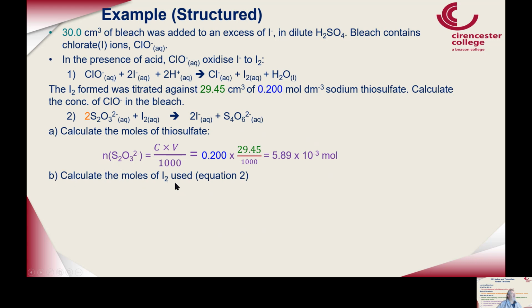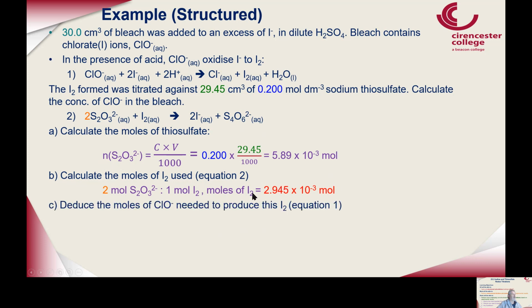Now, calculate the moles of iodine used. So this is the thiosulfate moles. Well, this number of moles of thiosulfate reacts with the iodine, but the ratio is 2 to 1. So 2 moles of thiosulfate react with 1 mole of iodine. So therefore, the iodine must be half of this because it's 2 to 1. So there's the 2.945 times 10 to the minus 3 moles. So that's the moles of iodine that this has reacted with.